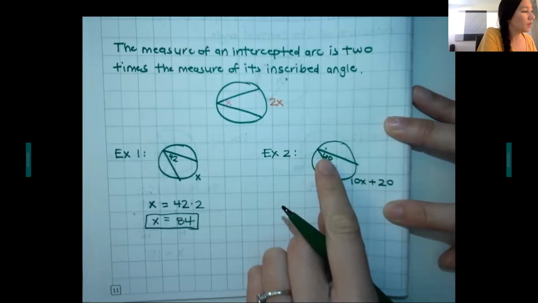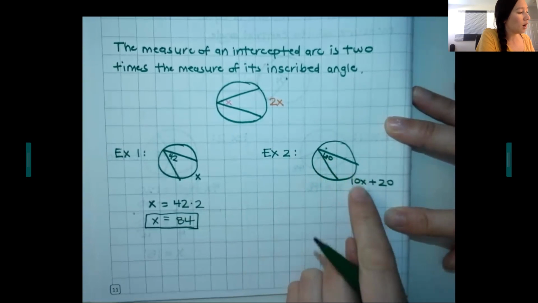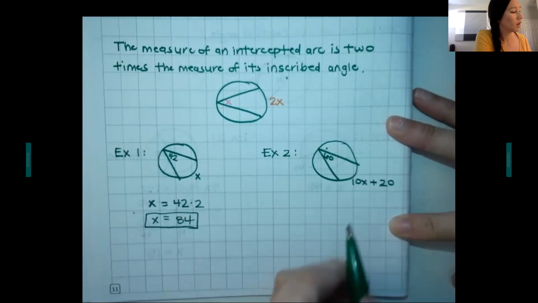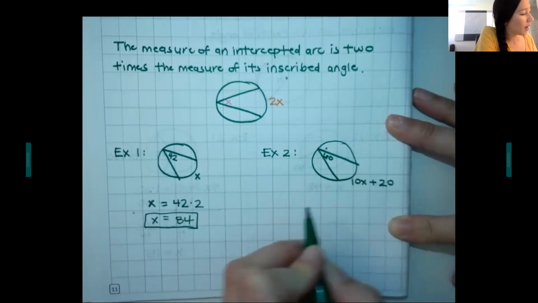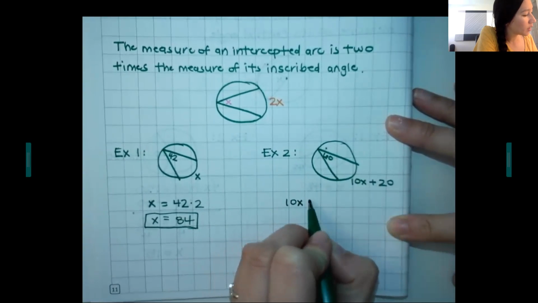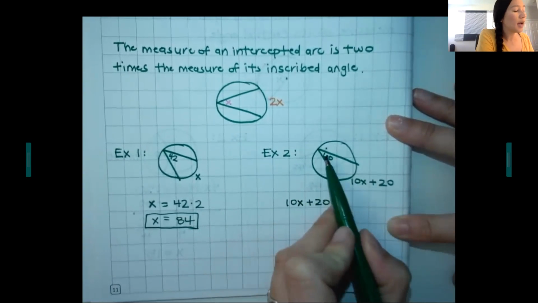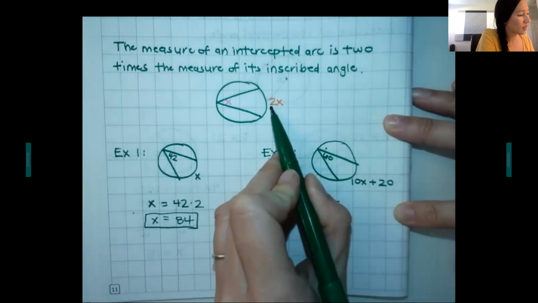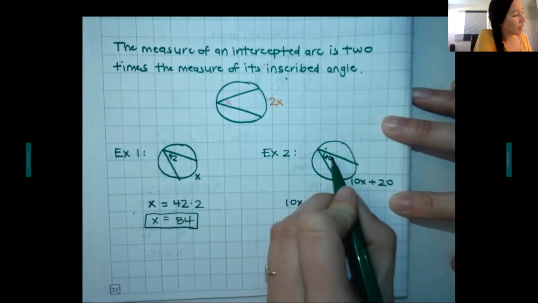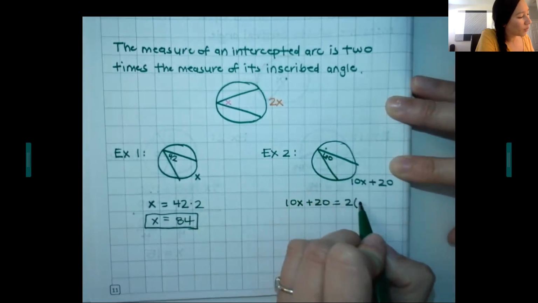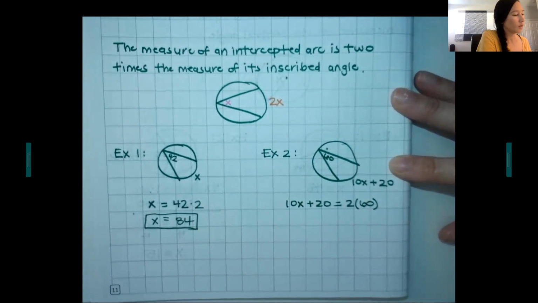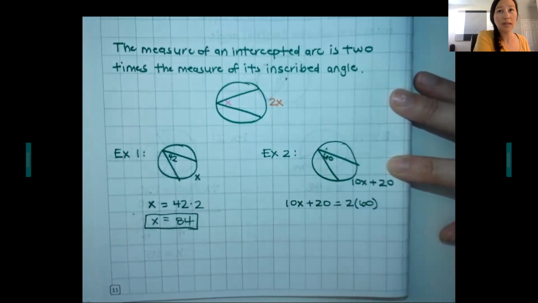Okay, so we know that our angle is 60 degrees. Our arc is 10x plus 20. So we're going to write our arc, which is 10x plus 20, but it's not equal to 60, right? It's equal to 2 times x. So we have to write 2 times our angle, which is 60. So don't forget to double it.